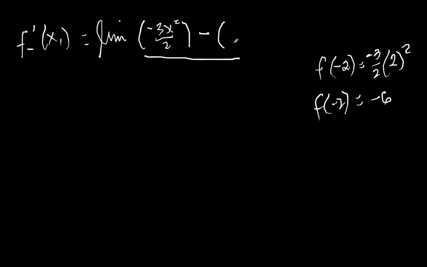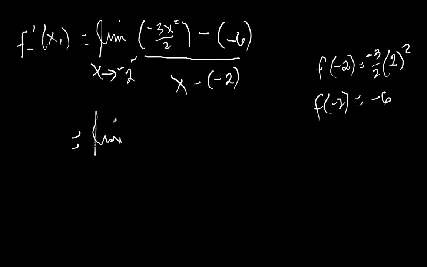So we have a guide here. This is -6. Okay, x minus -2 as x approaches -2 from the left. There are lots of signs. So here we go, let's simplify this. So let's continue and simplify.